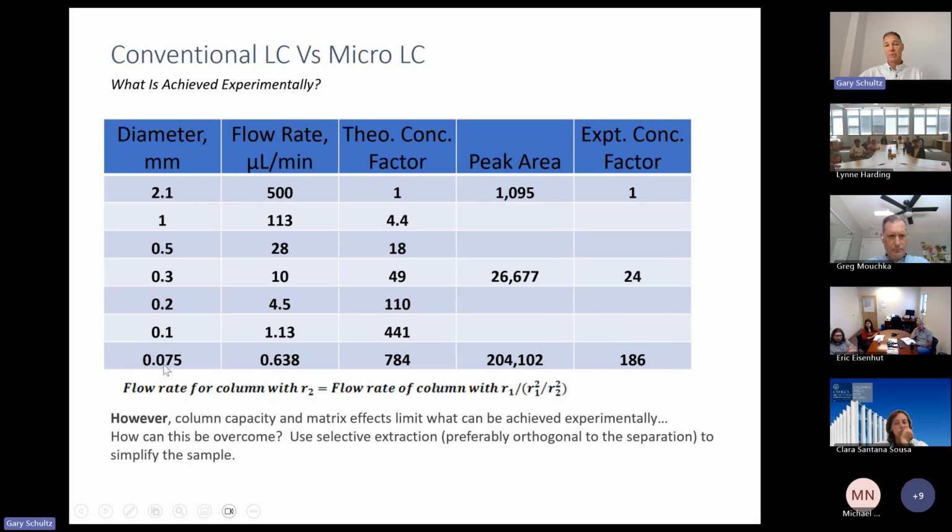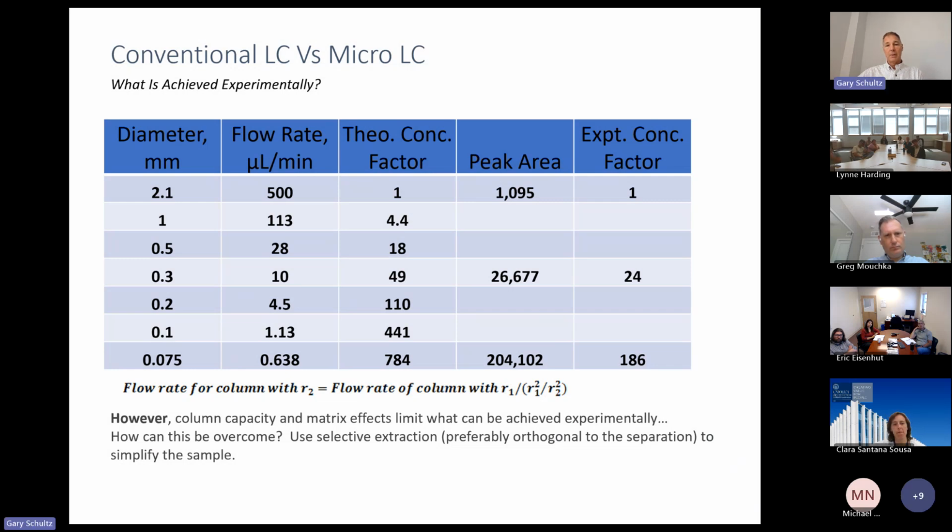And we also ran these samples on a 75 micron ID column. And again, theoretically we were supposed to gain approximately 800-fold, but experimentally we only got about a 200-fold gain in sensitivity. So the difference between these numbers is related to co-elution of other components and their competition for the ionization and for those protons that take place during the gas phase production of these ions.